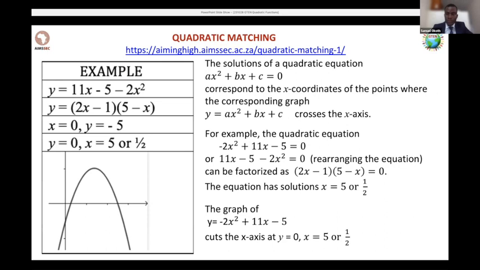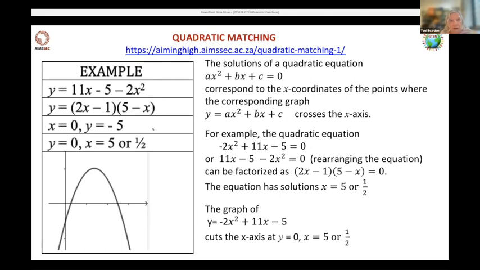Now, the first thing you do when you have to solve a quadratic equation is you try and see if you can find the factors. And here there are factors, not very easy to find, but if you look at it, you'll see that the factors are 2x minus 1 multiplied by 5 minus x. The product of those two factors equals 0.